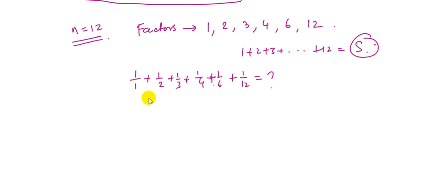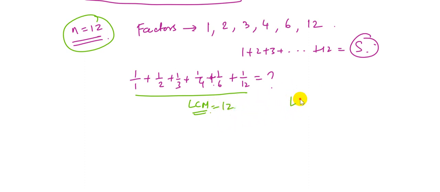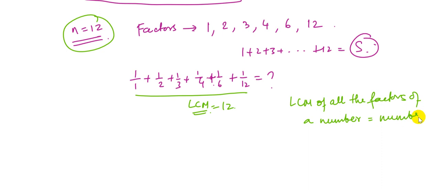So if we take LCM, first thing is you have to take the LCM of these numbers. What would be the LCM of these numbers? It will be 12. It would be the number itself. So the LCM will be 12, which means that the LCM of all the factors of a number is equal to the number itself. Very simple concept, right?